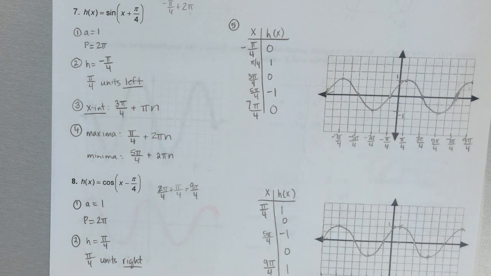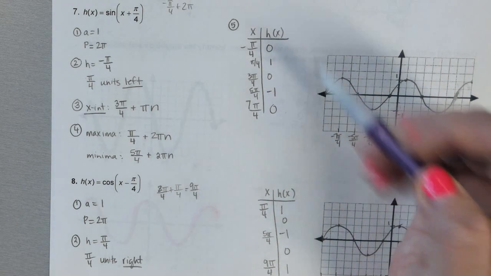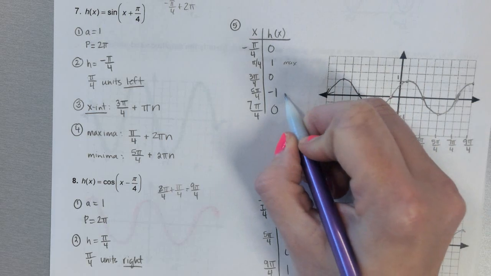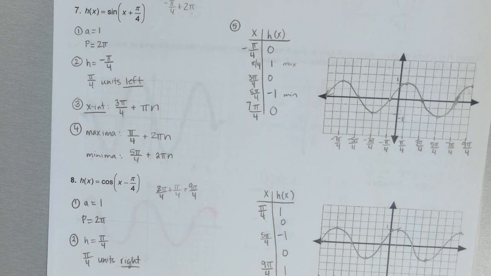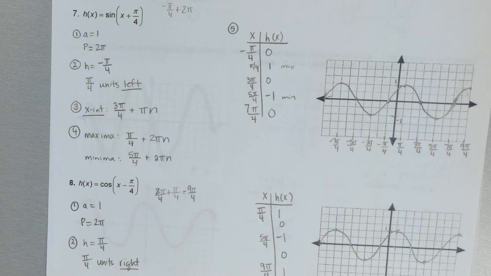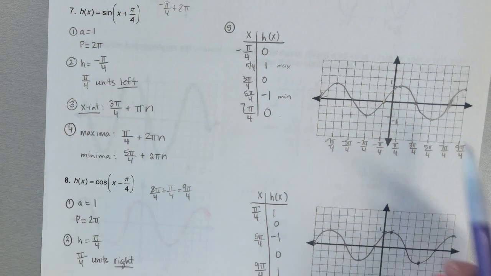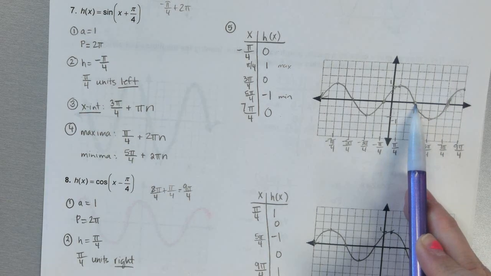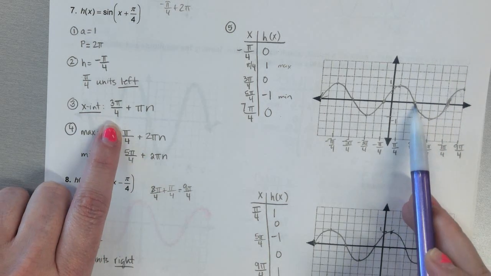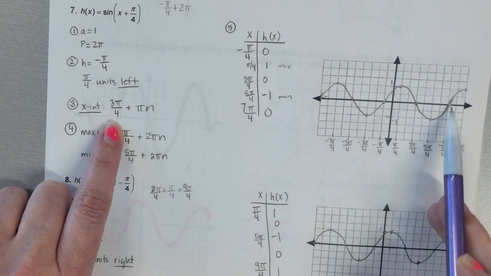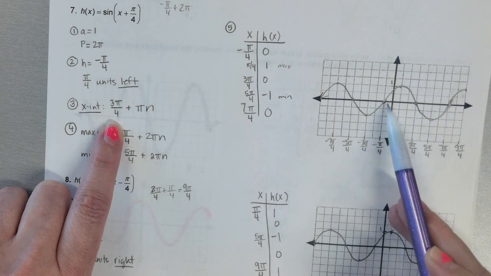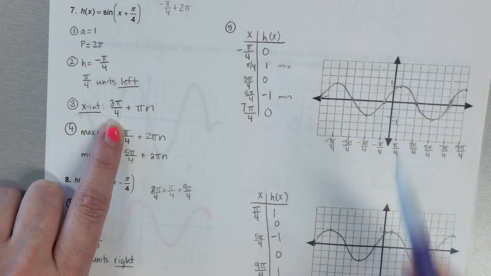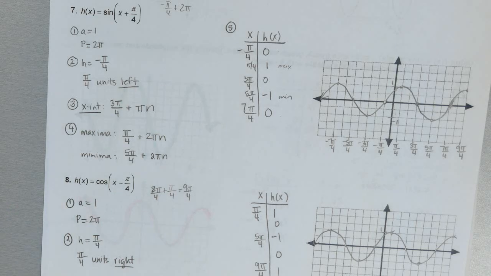Okay? And then because this is sine, you start at 0 and you end at 0. Then you have your max, and then you have your min. If the amplitude is 1, your max is 1, your min is negative 1. Okay? When you are setting up your equations, all you have to do is pick an x-intercept. Any x-intercept that you want. So for this one, I chose 3 pi over 4 plus pi n. You could do 7 pi over 4 plus pi n. You could do negative pi over 4 plus pi n. You could pick any x-intercept, but they occur every pi units.